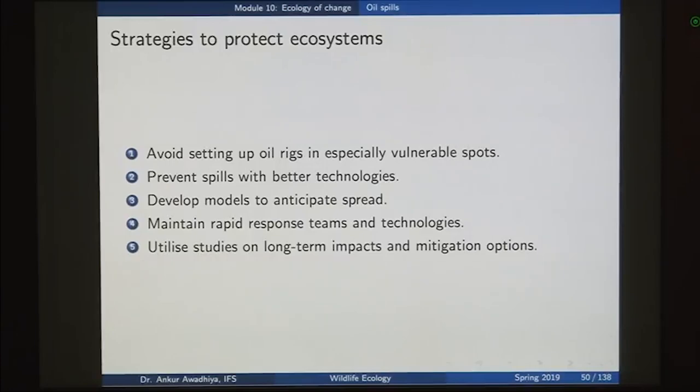So, that is all for today. Today we looked at the impacts that large infrequent disturbances can have on the ecosystems, and then we looked at oil spills in much greater detail as a case study. So, thank you for your attention.